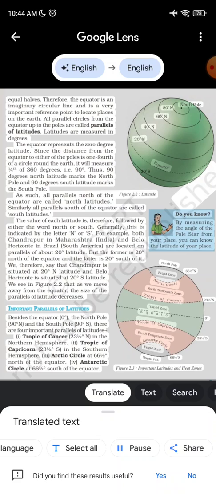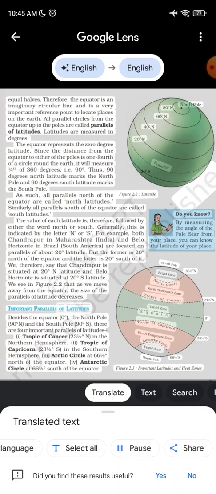For example, both Chandrapur in Maharashtra, India and Belo Horizonte in Brazil, South America, are located on parallels of about 20 degrees latitude. But the former is 20 degrees north of the equator and the latter is 20 degrees south of it. We, therefore, say that Chandrapur is situated at 20 degrees north latitude and Belo Horizonte is situated at 20 degrees south latitude. We see in figure 2.2 that as we move away from the equator, the size of the parallels of latitude decreases.